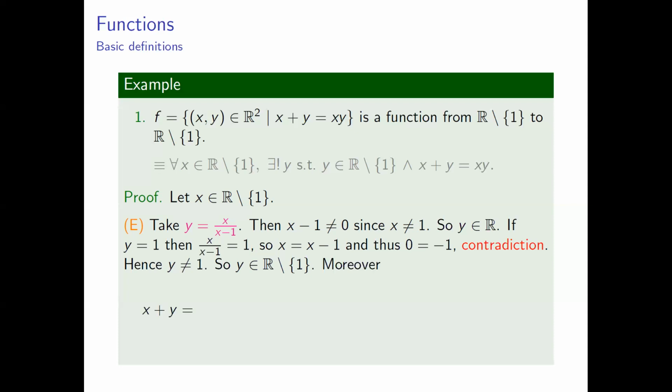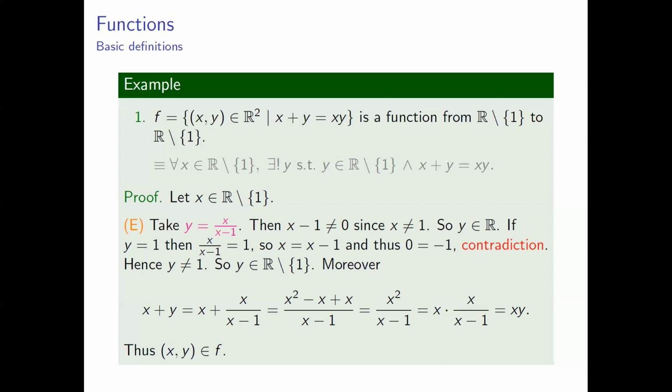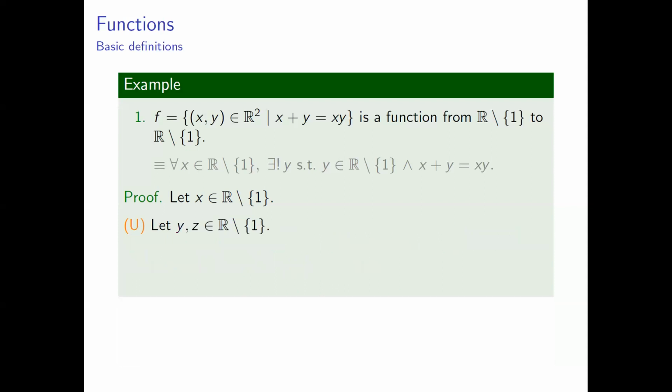Moreover, x + y is equal to x + x over x − 1, which is equal to (x² − x + x) all over x − 1, which is equal to x² over x − 1, which is equal to x times x over x − 1, which is equal to xy. Thus, the ordered pair (x, y) is an element of f. This proves existence.